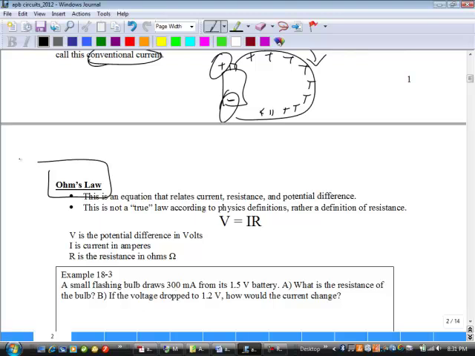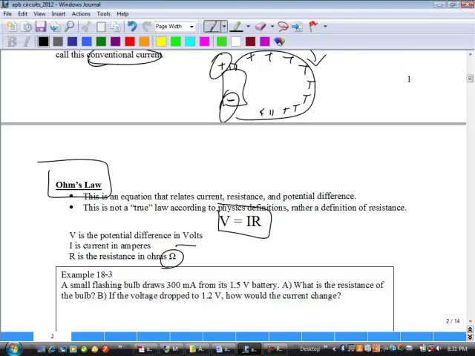Our granddaddy of them all equation in terms of the second semester. The first semester it was F equals ma. In the second semester it's going to be Ohm's law. Ohm's law relates potential difference, current, and resistance into the formula V equals IR. V is going to be the potential difference in volts, I is the current in amps, and R is the resistance in ohms.